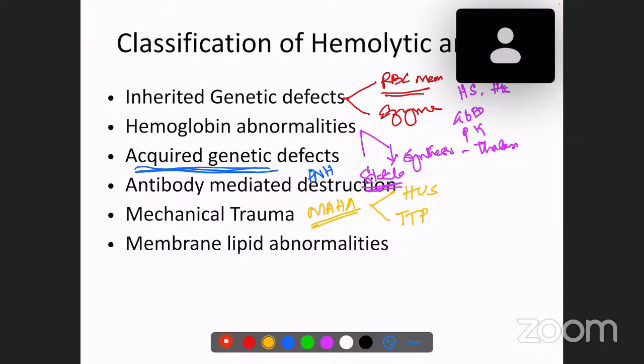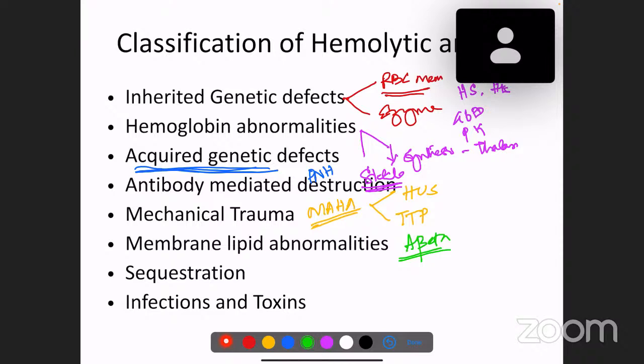Coming to membrane lipid abnormalities, of course, they are very rare causes, but remember abetalipoproteinemia. That is a cause of membrane lipid abnormality. Then we have splenic sequestration. Whenever there is splenomegaly, the spleen will engulf all the RBCs. And finally, remember infections and toxins, which are the most common causes of hemolytic anemia in adults. All infections, malaria, and toxins, poisons, clostridial sepsis, snake venom, lead poisoning constitute infections and toxins. This is how we classify hemolytic anemia.